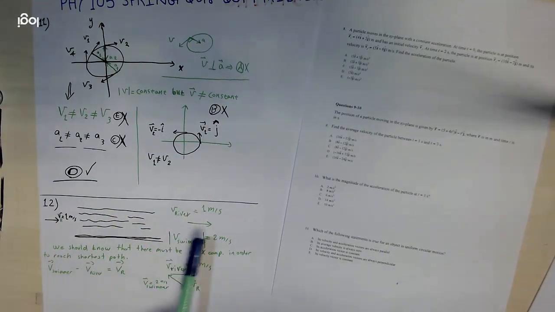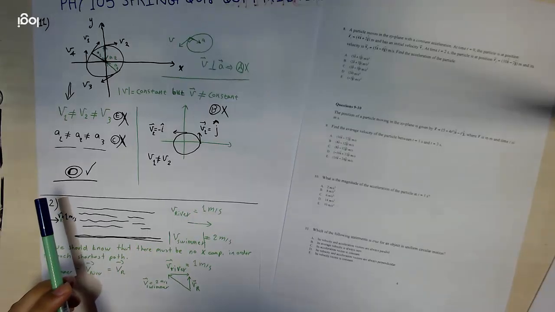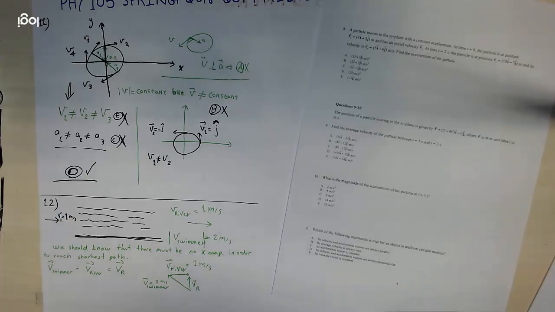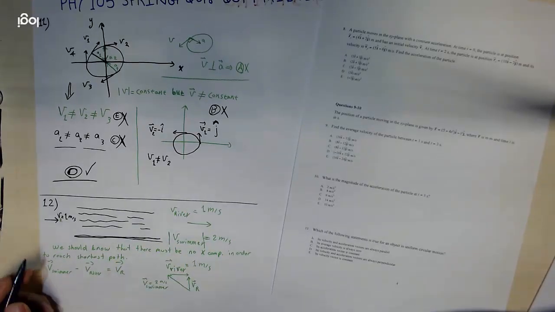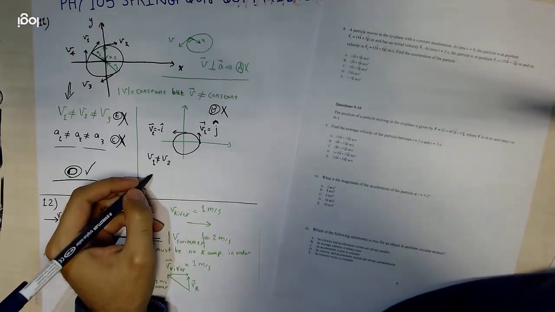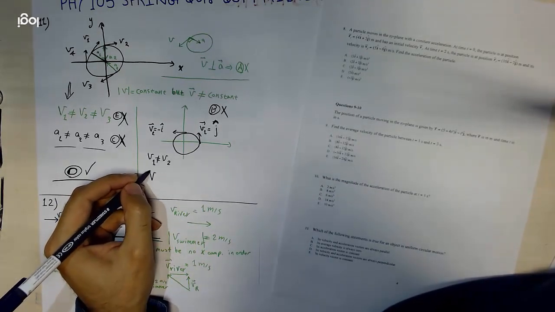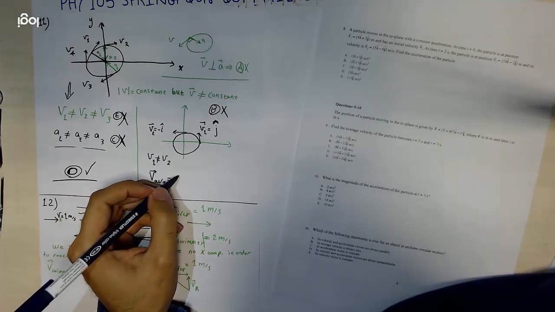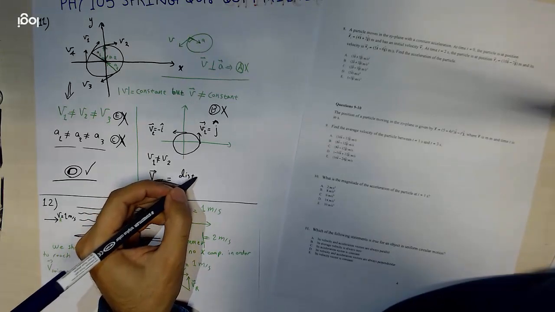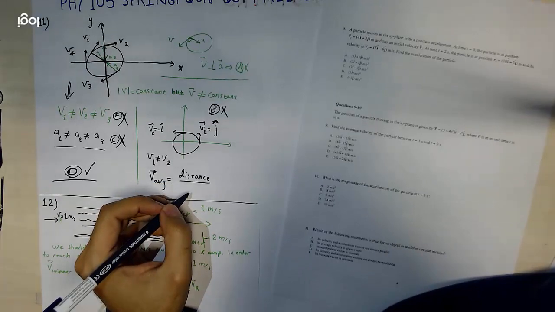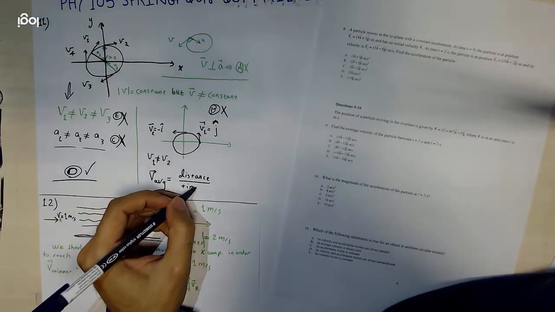Let's come to B. Its average velocity is always 0. No. Why? It's a wrong choice, because our average velocity is equal to distance over time.